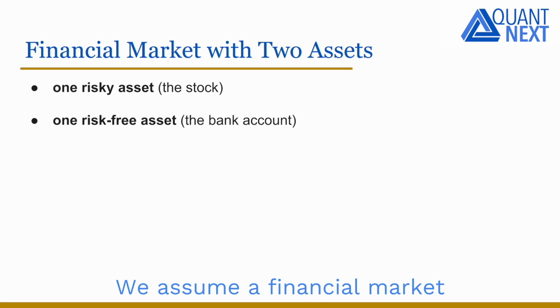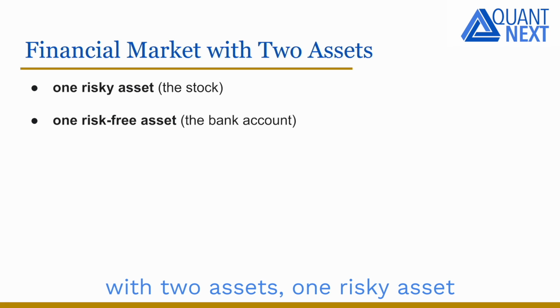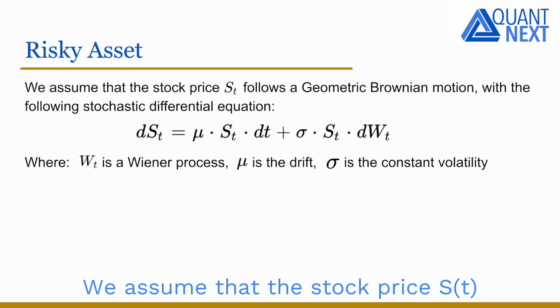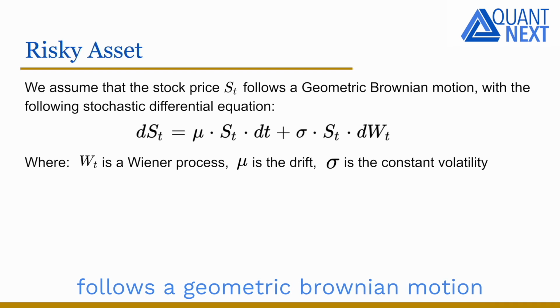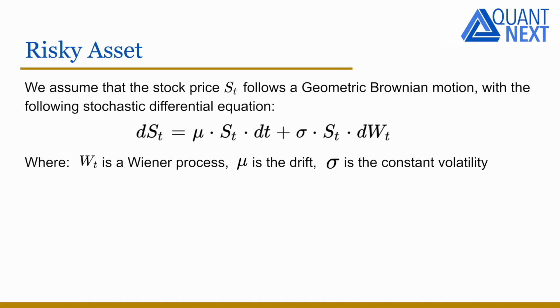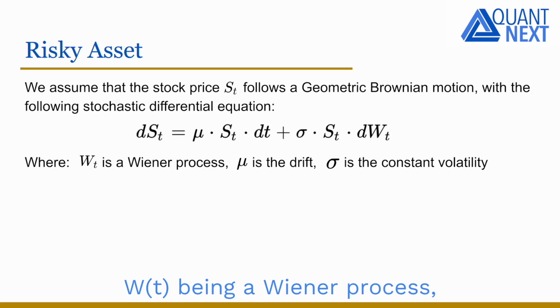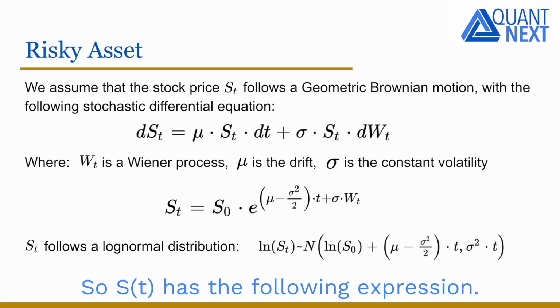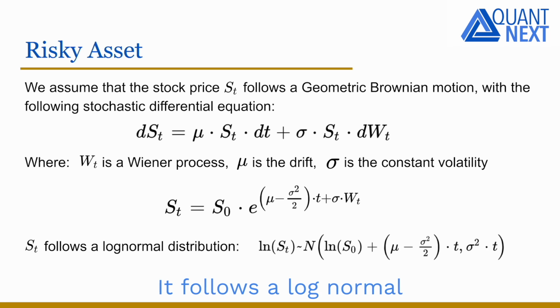We assume a financial market with two assets, one risky asset such as a stock price and one risk-free asset such as a bank account. We assume that the stock price S_T follows a geometric Brownian motion with the following stochastic differential equation, W_T being a Wiener process, mu is the drift, and sigma the volatility of the stock price. So S_T has the following expression. It follows a log-normal distribution.